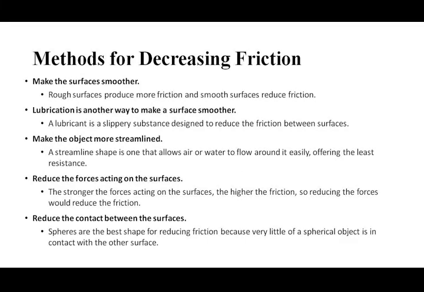So how can we decrease friction? We can decrease friction by making the surfaces smoother, because rough surfaces produce more friction and smooth surfaces reduce friction. Lubrication is another way to make a surface smooth. Lubricants like grease and oils can be used. You can make the objects more streamlined, for example airplanes.